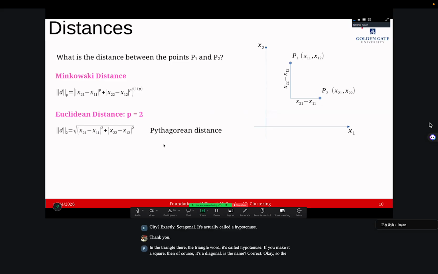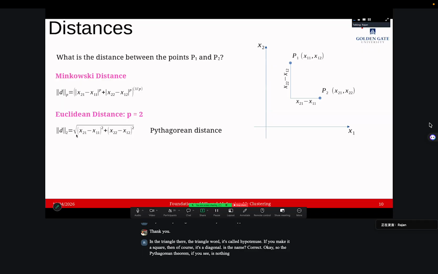So the Pythagoras theorem, if you see, is nothing but the square root of the sum of the squared differences. Root sum squared difference. That's what Pythagoras theorem is. The square root of the sum of the squared distances along each axis.